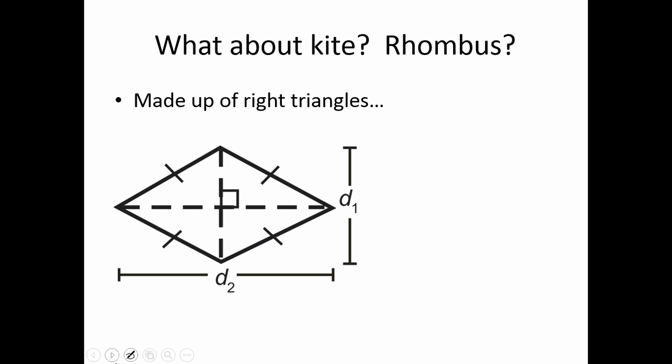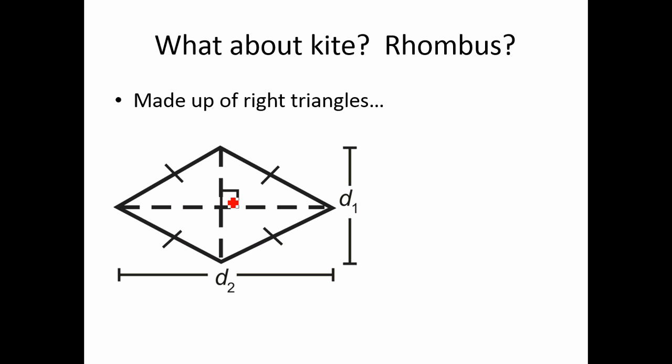Now let's think about a kite or even a rhombus. So here's a rhombus picture. How do we come up with an area formula for this? Well, a rhombus is made up of a bunch of right triangles. And you'll notice in this picture I have labeled in dashed lines a couple really important features. These are the diagonals. One diagonal goes all the way across like this. That's diagonal 2. The other diagonal goes up and down from corner to corner this way. And these are all little right triangles.